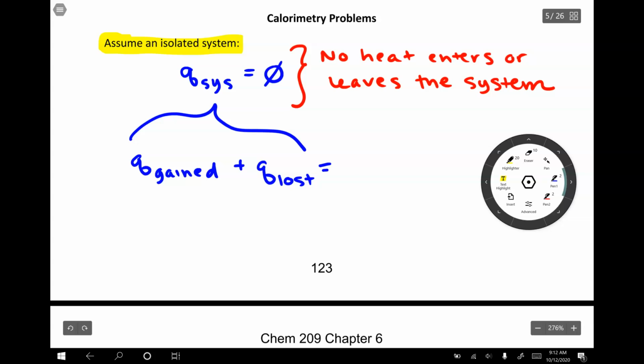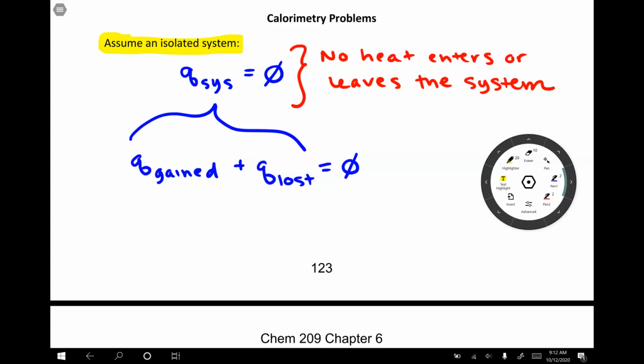And I'm going to set those equal to 0 because I know that no heat escapes the calorimeter. So whatever's gaining heat in the calorimeter is directly gaining that heat from whatever's losing heat within the calorimeter. So the net change is going to be 0 within my system because all of the heat is being contained within my system. I'm going to rearrange this equation a little bit.